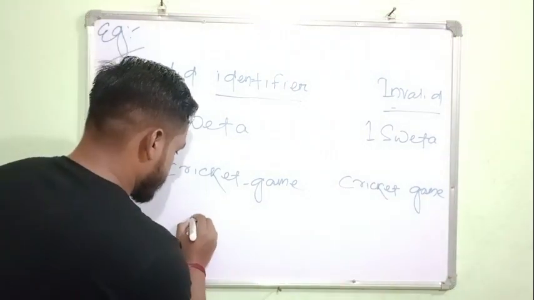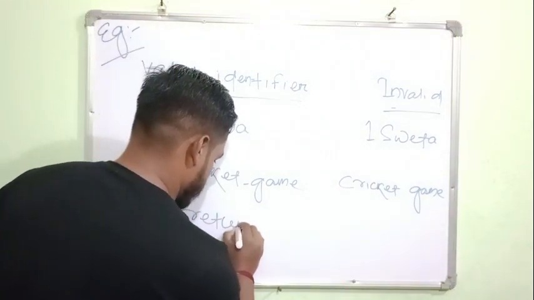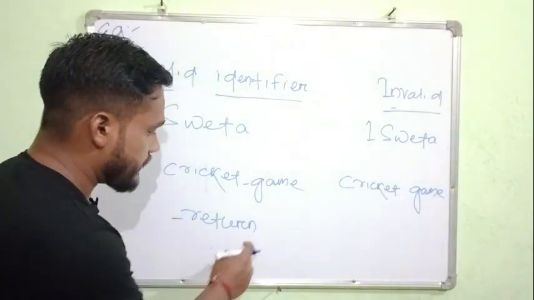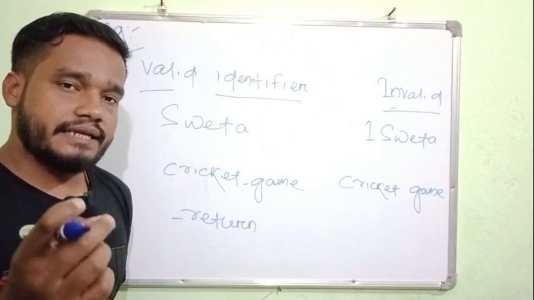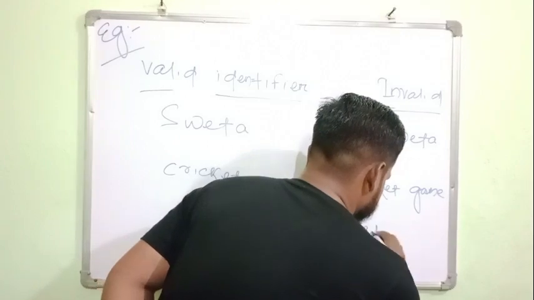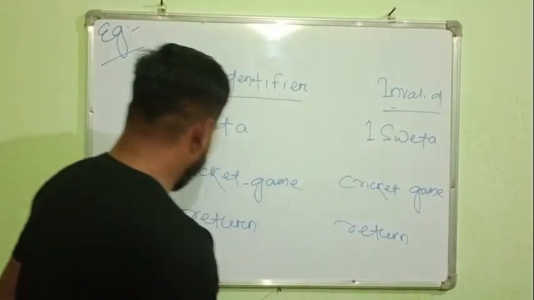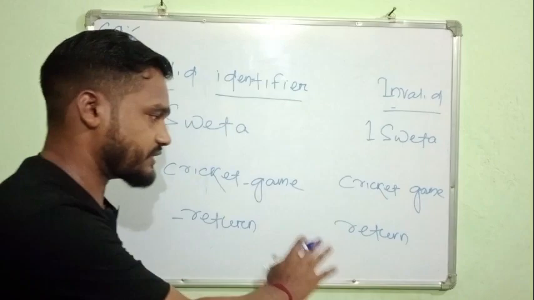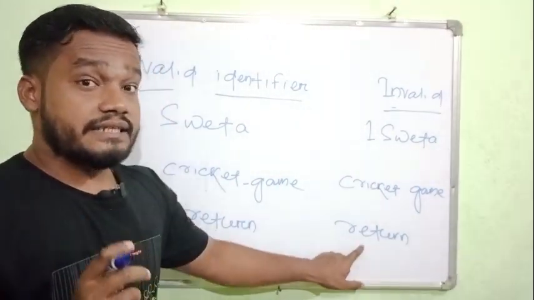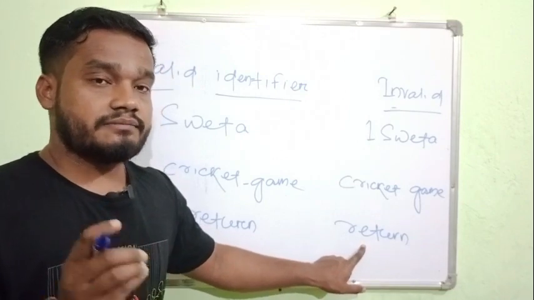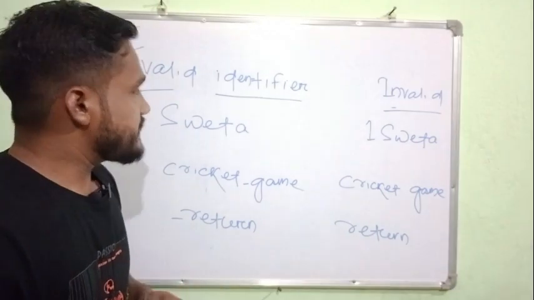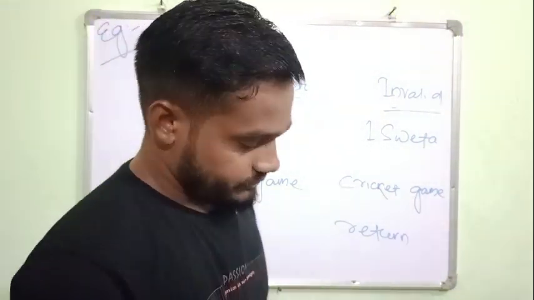If I will write _return, it can be a identifier. If I will write return and remove underscore at first position, then it can't be a identifier because return is a keyword and keyword cannot be used as identifier. So these are the examples of my identifier.